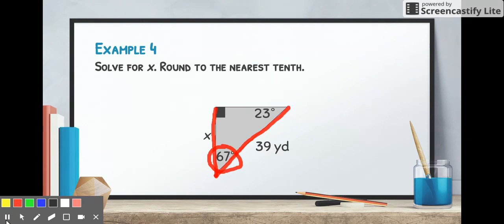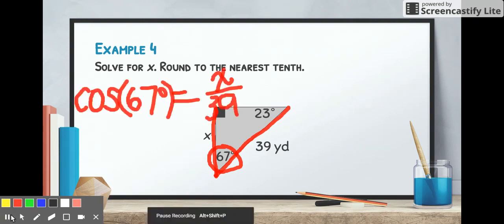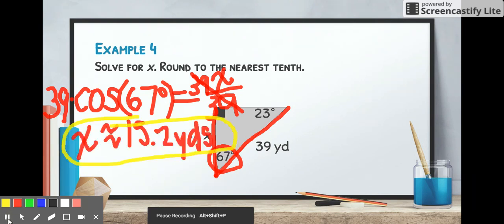So we would get that cosine of 67 degrees is equal to x divided by 39. We're going to multiply both sides by 39 to solve for x, and that's going to help us find the value of x. So x is approximately 15.2 yards.